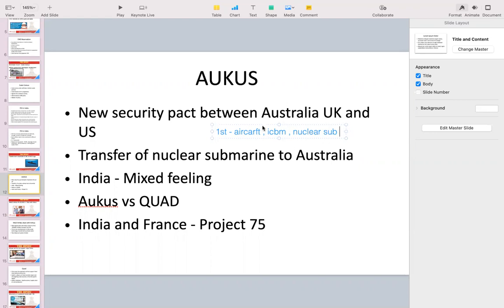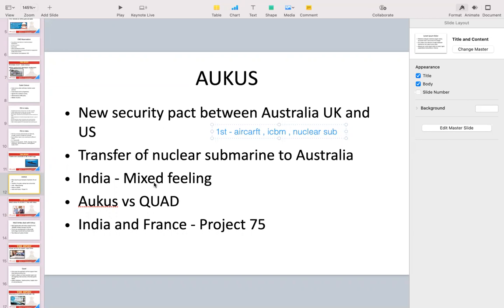Now, this has created mixed feelings for India. Why mixed feelings? See, the first thing is good, because I showed you in the earlier slides that in the Indo-Pacific region, we are trying to keep it free for global trade. We don't want any country like China to create issues for us. So if Australia becomes a country having nuclear submarines, that will counter China. So that is something which is good for India.